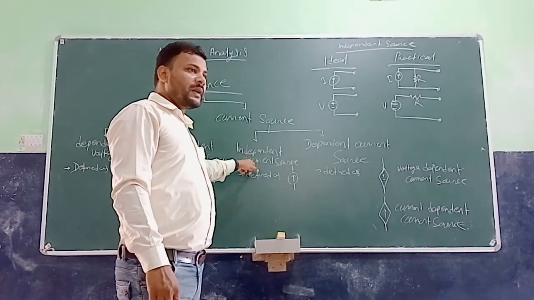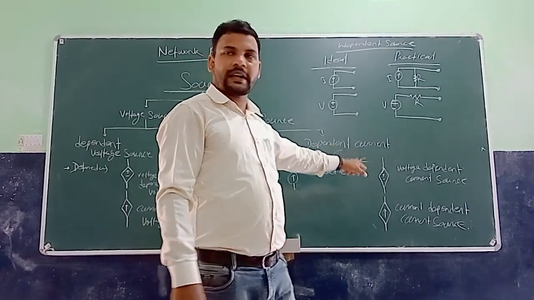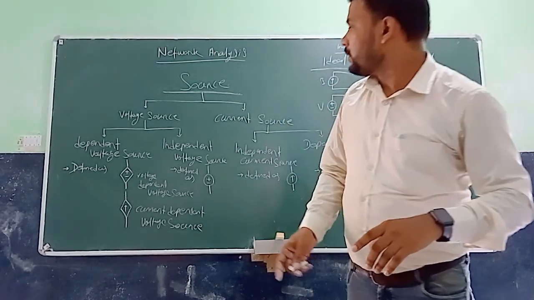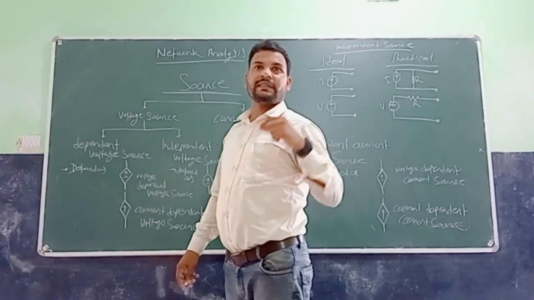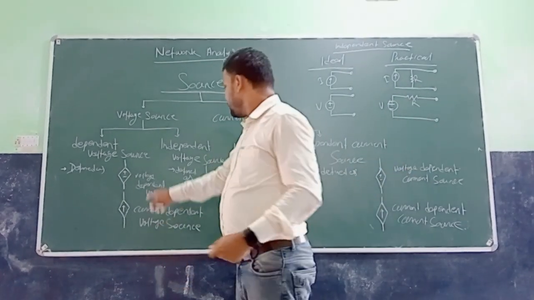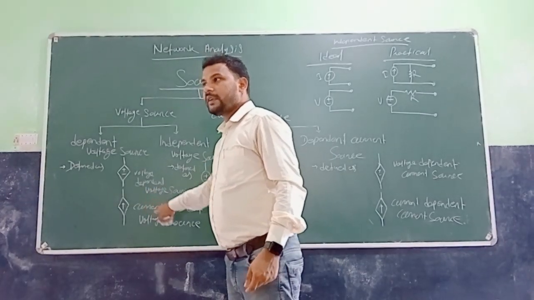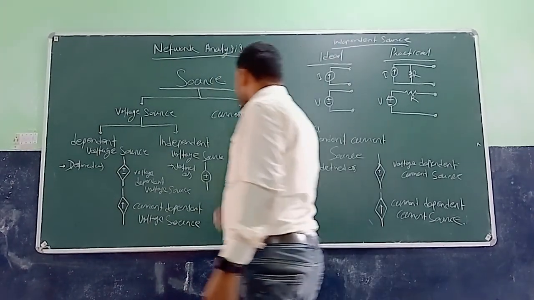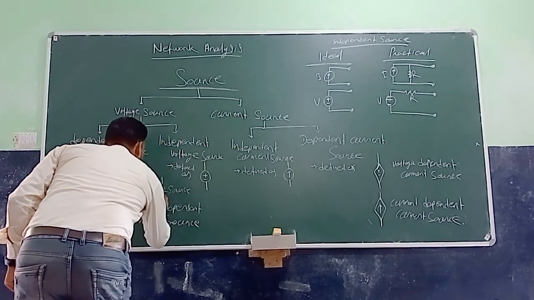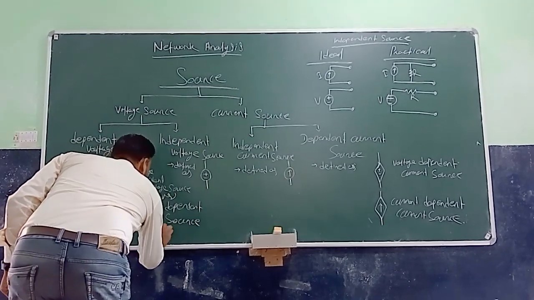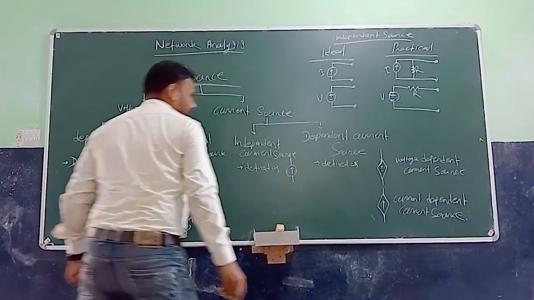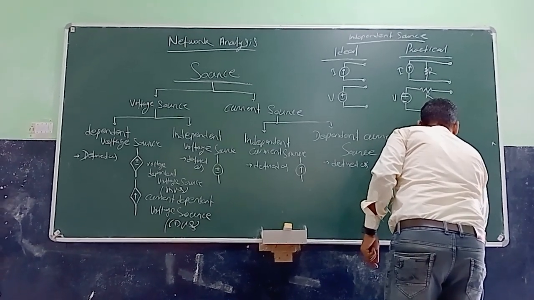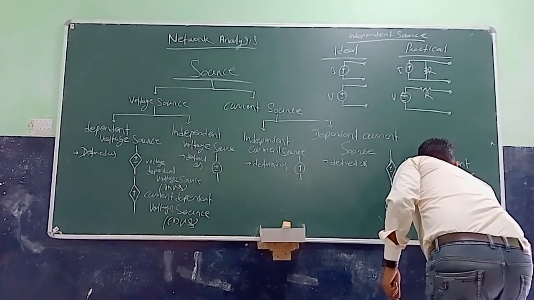Next, current sources of independent type and dependent type. Dependent type is again 2 types: voltage dependent current source and current dependent current source. So dependent sources come in 4 ways: voltage dependent voltage source, current dependent voltage source, current dependent current source, voltage dependent current source. In short form I can write these as VDVS, CDVS, CDCS, VDCS.